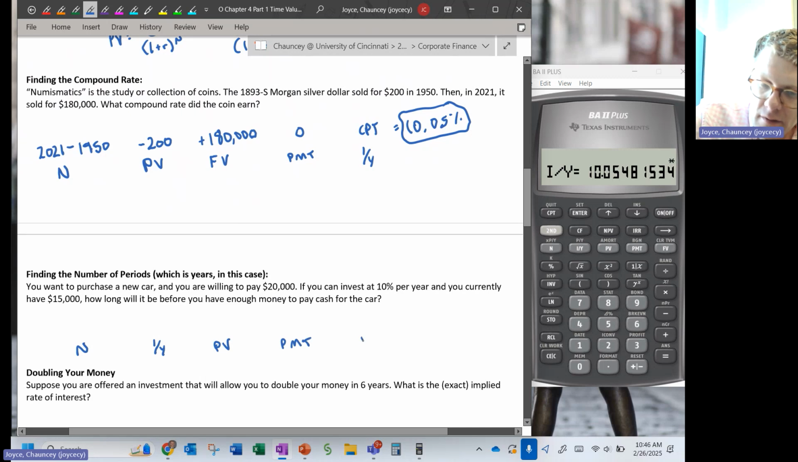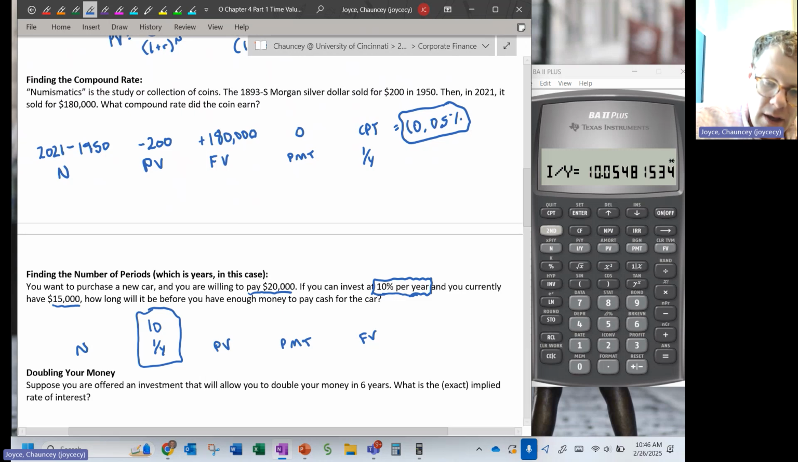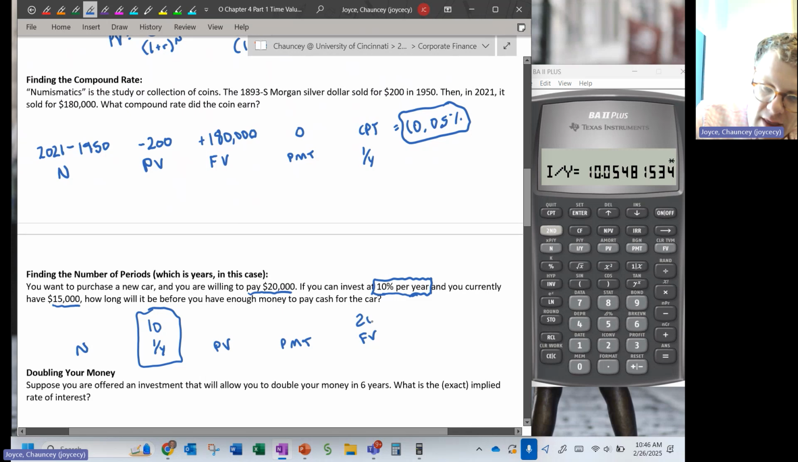You want to purchase a new car, you're willing to pay $20,000. You can invest 10% per year, that's our rate, and you currently have $15,000. Now with this rate of 10%, your financial calculator knows that if you enter 10, that it's a percentage. So there's no need to move the decimal like we did when we used the formula. Your future value in this case is $20,000.